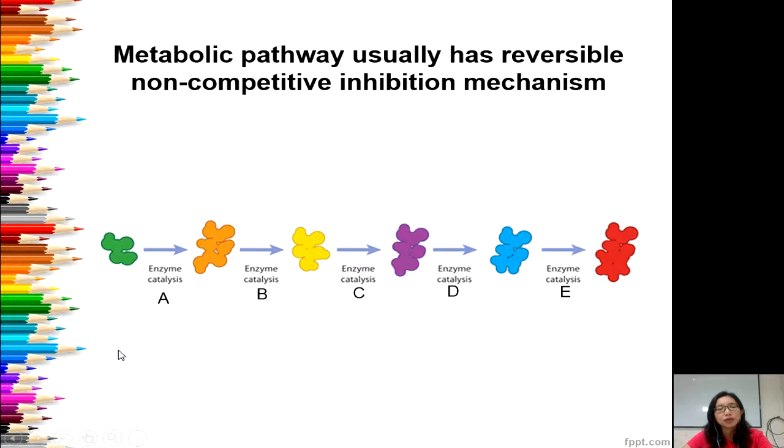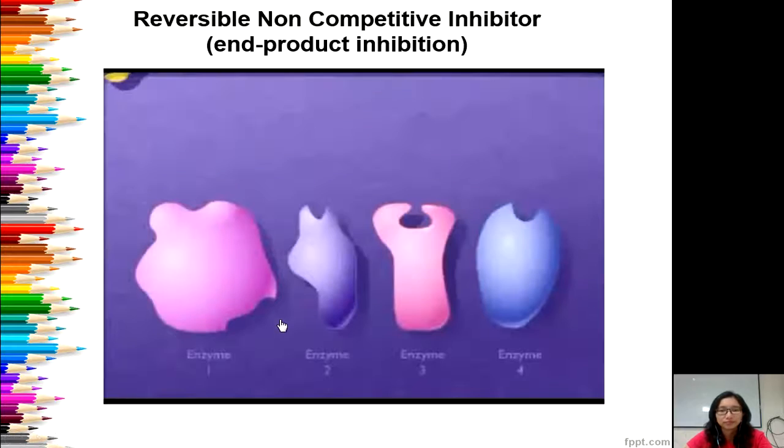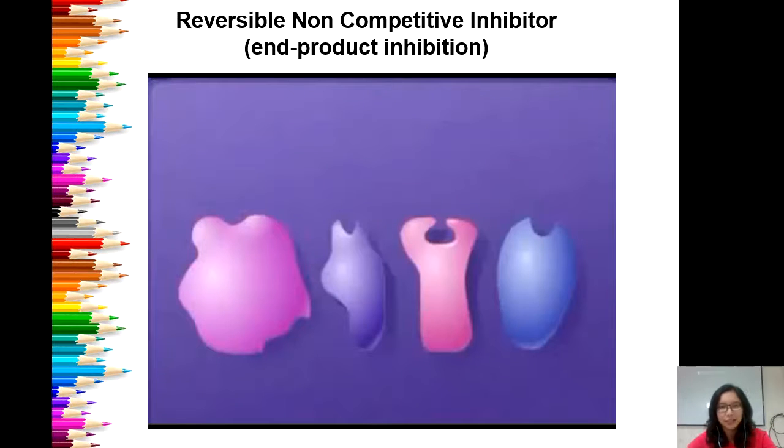So what is the role of non-competitive inhibitor in this metabolic pathway? You will see this video to understand how the non-competitive inhibitor might be advantageous for us. So that is the example of reversible non-competitive inhibitor that might be useful inside our cell.